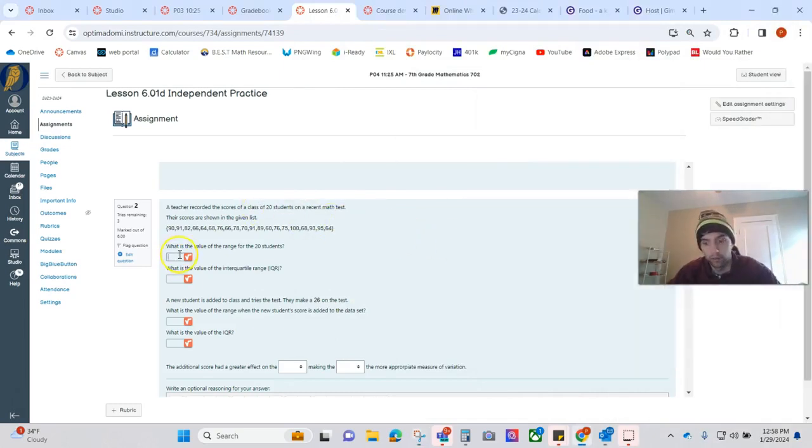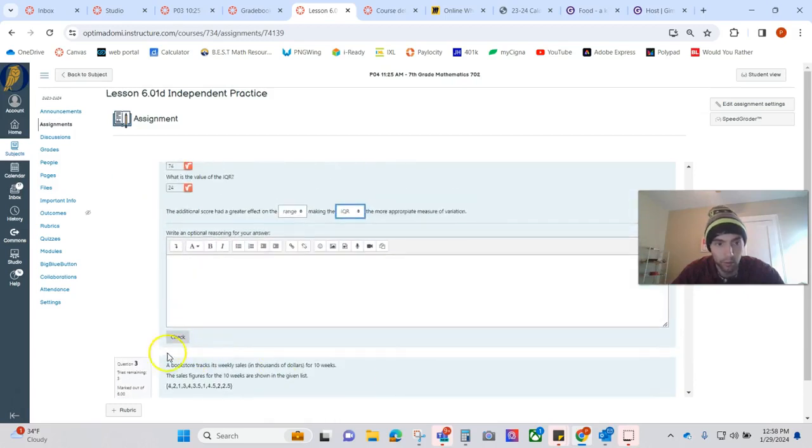So I have 40, 23.5, 74, 24. The score had the greatest effect on range, making IQR the most appropriate.